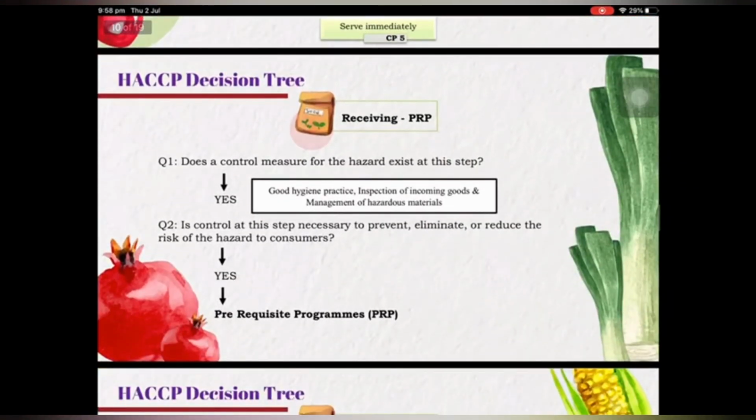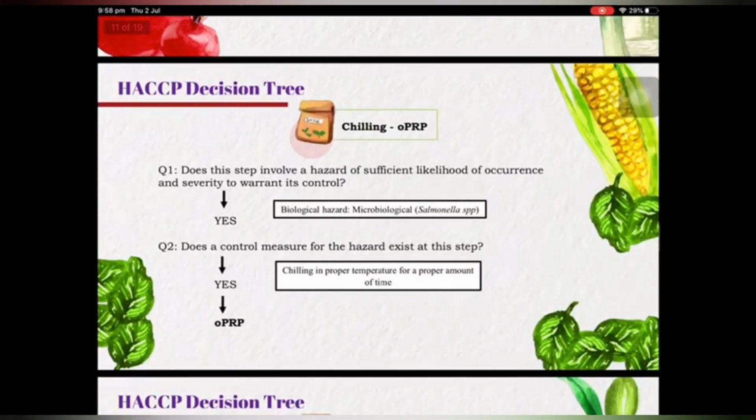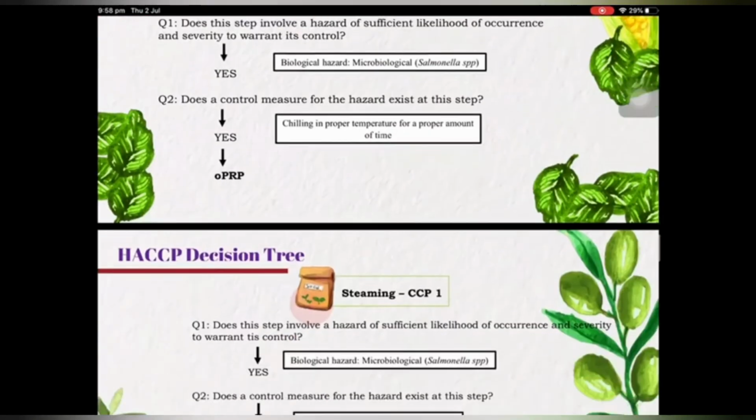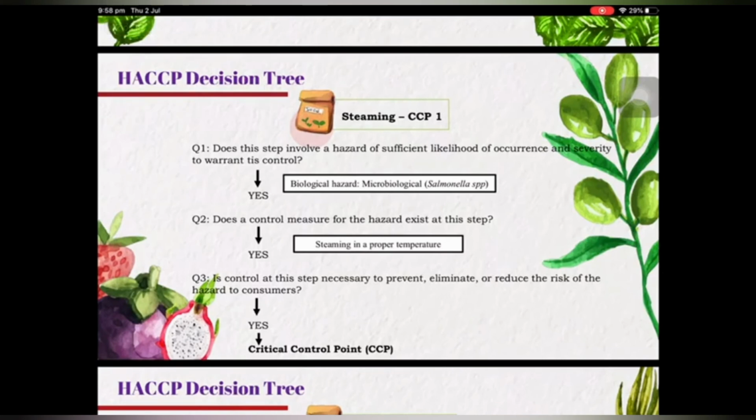So this is the same HACCP decision tree made for the receiving process, which is considered a prerequisite program, where it has control measures which consist of good hygiene practices, inspection of incoming goods, and also management of hazardous materials. As for the chilling process, it is considered an OPRP, although a hazard does exist in this step, which is the biological hazard, and also a control measure for this step does exist, which is chilling at proper temperature for the proper amount of time. Next, the cooking or steaming of the chicken is considered a critical control point. So this step does involve a hazard, which is a biological hazard, mainly Salmonella species, and also a control measure, which is steaming at proper temperature.